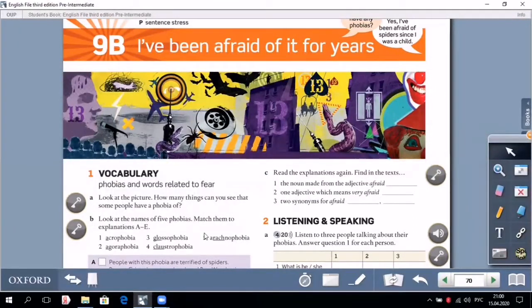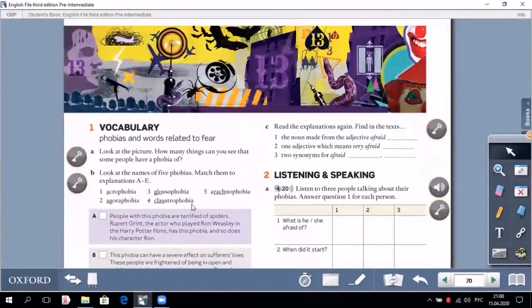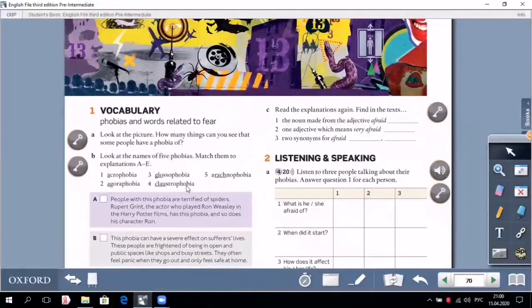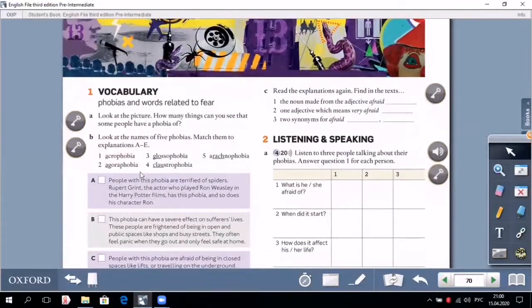Then we have exercise B. Look at the names of 5 phobias. These are types of phobias. Match them to explanations A to E. You see, dear students, here we have the word acrophobia. Do you know this word? It's a fear of heights.